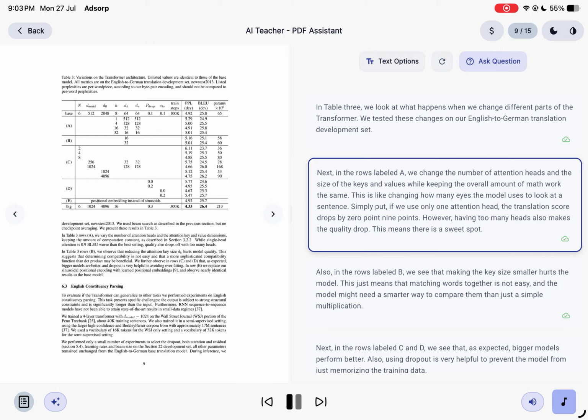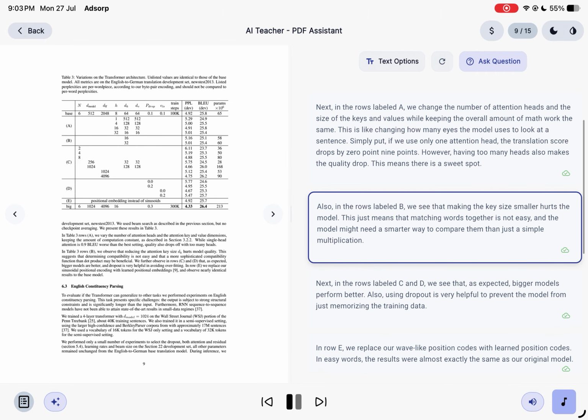This is like changing how many eyes the model uses to look at a sentence. Simply put, if we use only one attention head, the translation score drops by 0.9 points. However, having too many heads also makes the quality drop. This means there is a sweet spot. Also, in the rows labeled B, we see that making the key size smaller hurts the model.